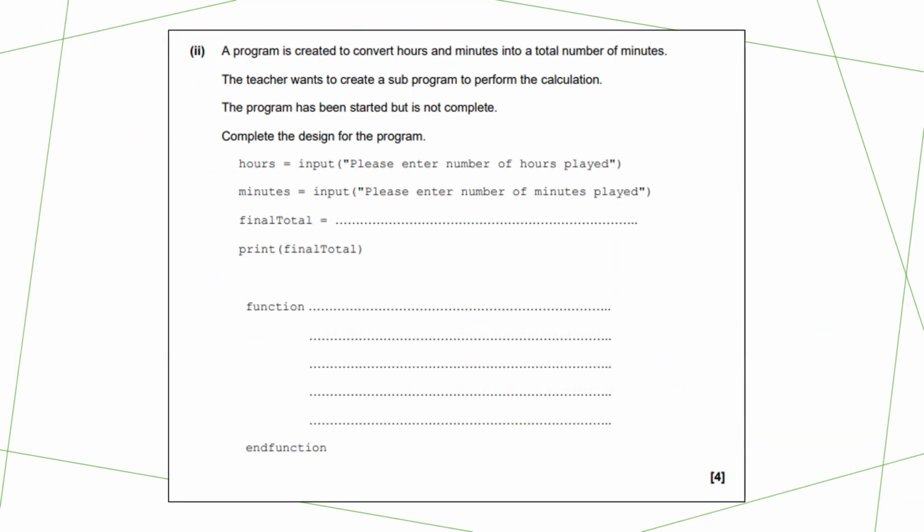So this part of the question says a program is created to convert hours and minutes into total number of minutes. The teacher wants to create a sub-program to perform the calculation. Program's been started but is not complete. Complete the design for the program. So it's testing whether you know how to create a function and also whether you know how to call that function as well. So in the third line where it says final total equals, that is going to be you using that function that you're going to create to actually work it out.